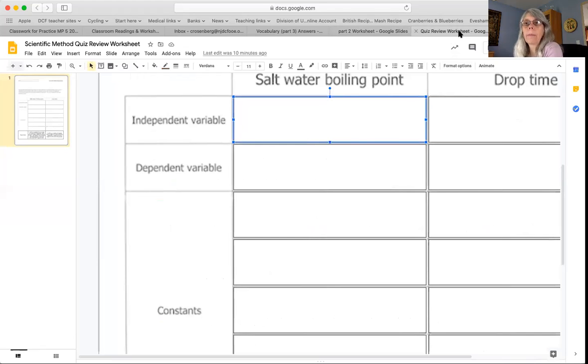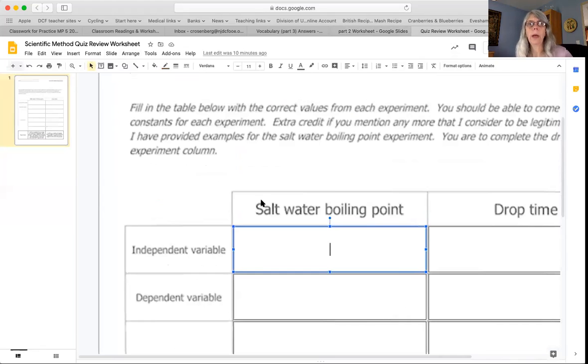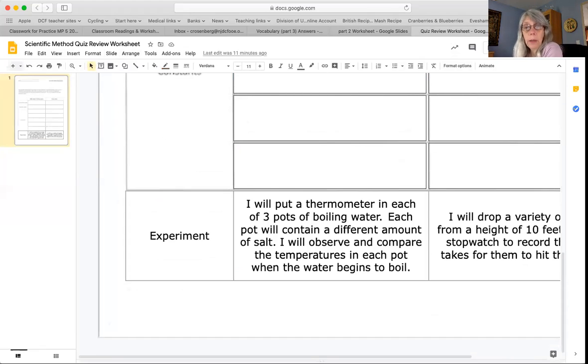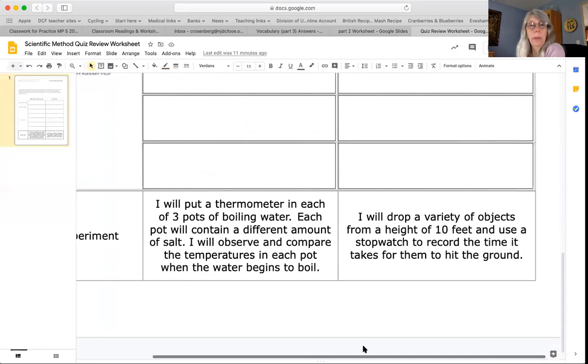And then we can come here to the quiz review worksheet. All right, I'm going to help you with the saltwater boiling point. You are going to take care of the drop time. And to make things a little easier for you, here are both experiments down here. Here are the steps. And remember, the experiment is where we're going to find our independent variable, our dependent variable, and our constants. Even if they're not spelled out here, turn your brain on and think about it a little bit. Be the peer review for this experiment.